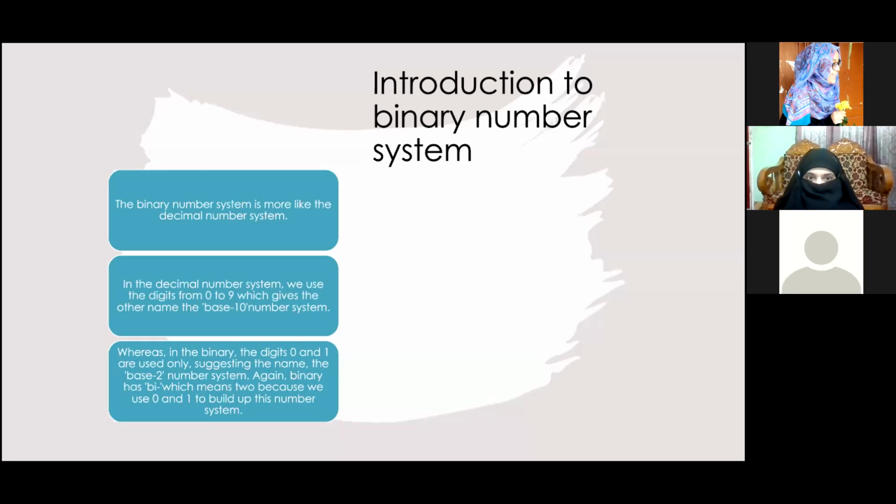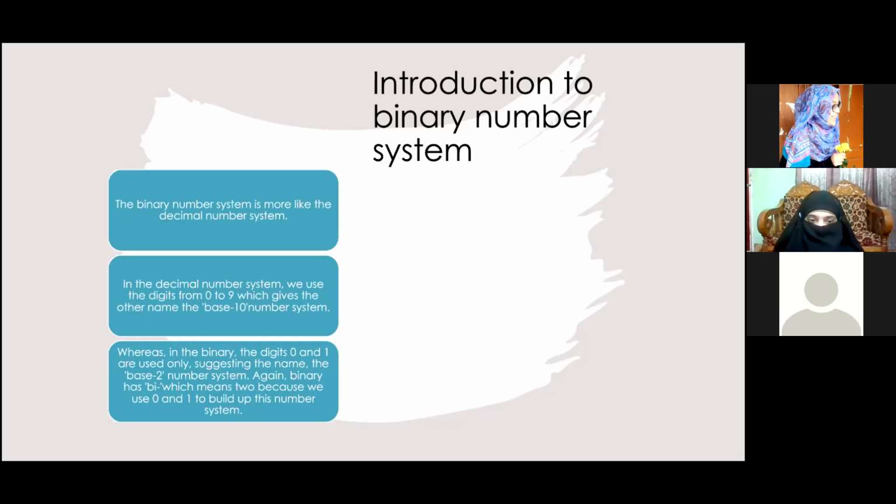The binary number system is more like the decimal number system. In the decimal number system, we use the digits from 0 to 9, which gives the other name, the base 10 number system. Whereas in binary, only the digits 0 and 1 are used, suggesting the name the base 2 number system. Again, binary has "bi", which means 2, because we use 0 and 1 to build up this number system.